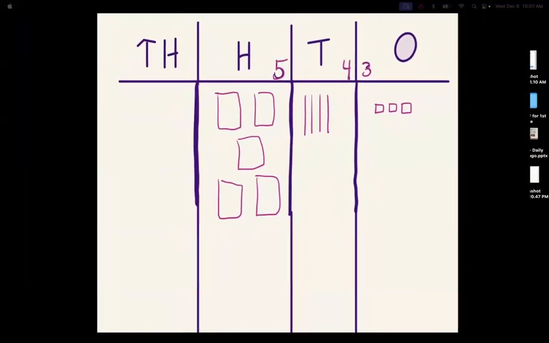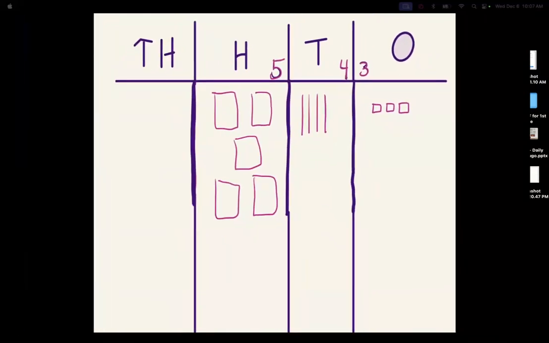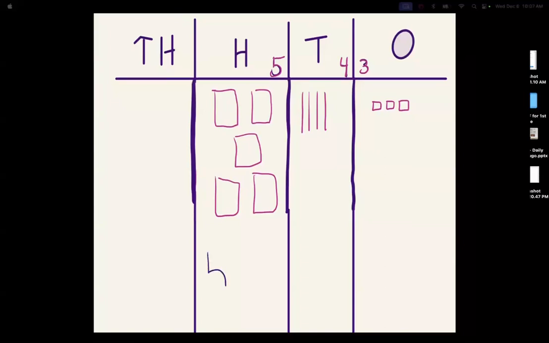Good job. And if you're going to pull this number apart and write it in our expanded notation, it is going to be 500 plus 40 plus 3. Okay, 543. Good job. Okay, let's go on to our next one.